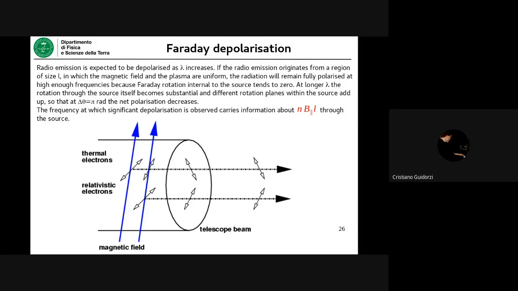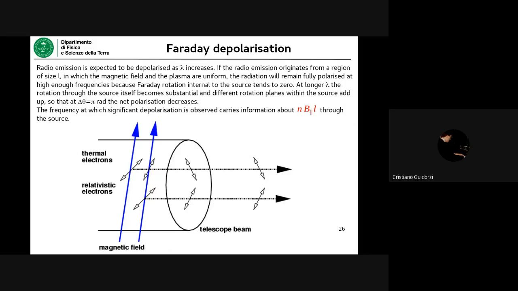And when is this the case? Well, if you remember, the rotation scales with lambda squared. So I would expect that if I call L the size of the source, well, when this integral n b parallel L, which is a given number, multiplied by lambda squared and the corresponding coefficient, gives a delta theta which is comparable with a 180 degrees shift.